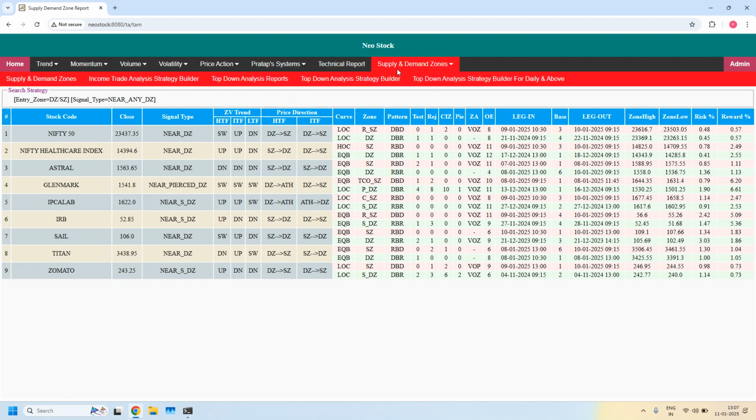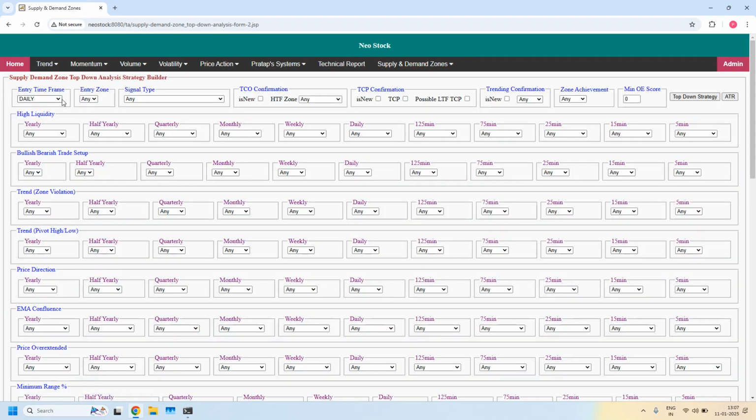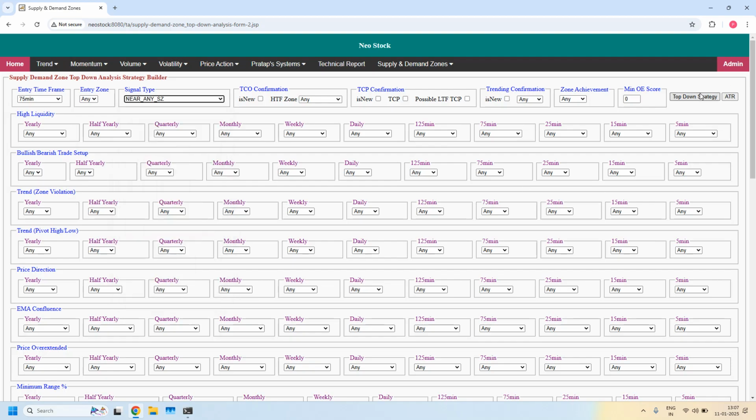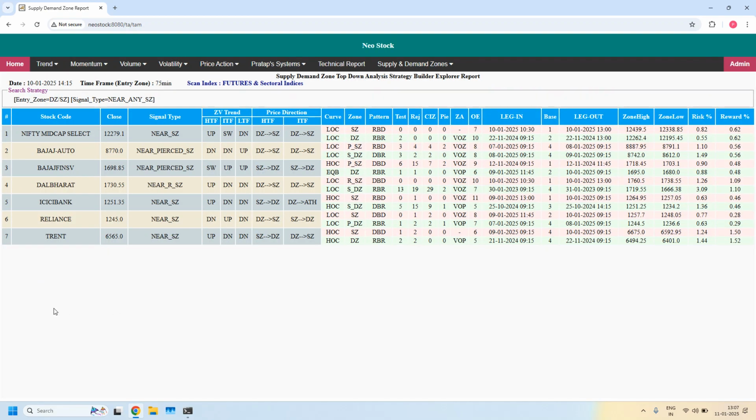Okay, next, for 75 minutes time frame, stocks near 75-minute supply zone. We got 7 stocks. Let us identify high liquidity supply zones from this list.